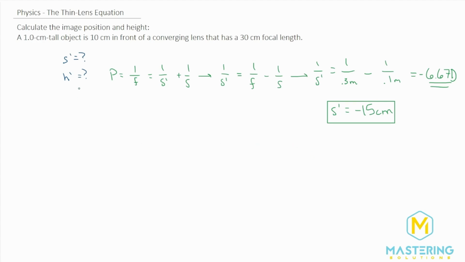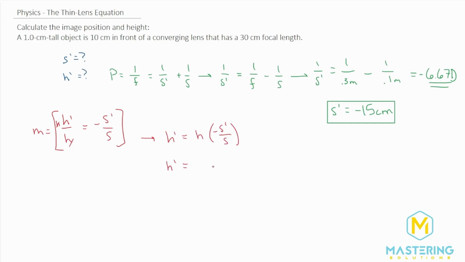Now we need to calculate the height of the image. We can use the relationship H prime over H is equal to negative S prime over S, and that's from the magnification equation. We're going to set these equal to each other. We want to solve for H prime, so if we multiply both sides by H, now we have the image height is equal to H times the negative image distance over the object distance.